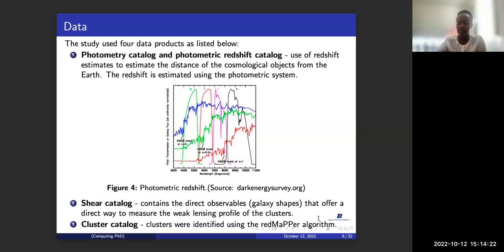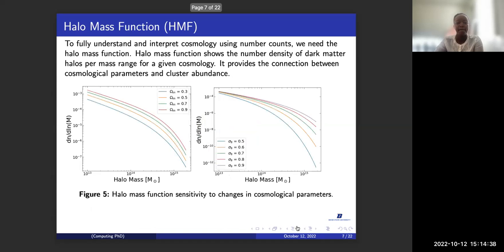The content of the cluster is mainly the red sequence galaxies, the galaxies that are done with star formation. So the redMaPPer algorithm uses this technique to identify the galaxies from the database, the data that we have generated.